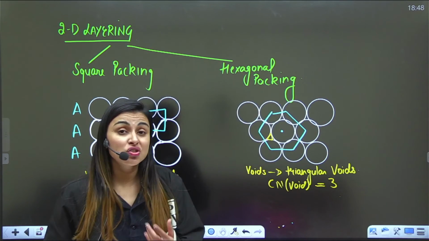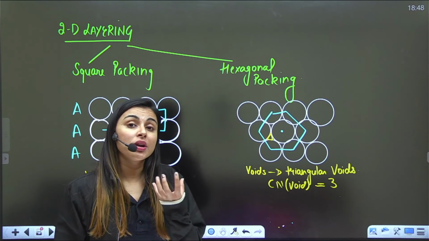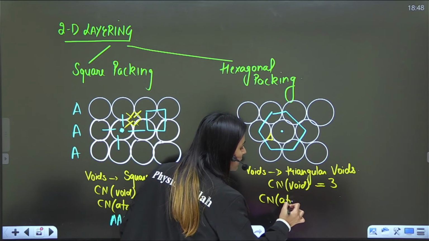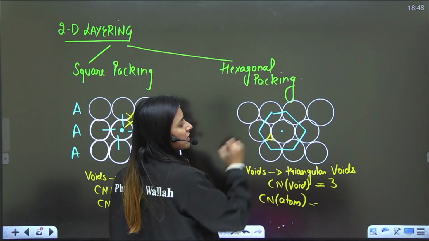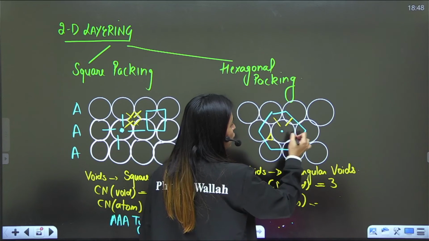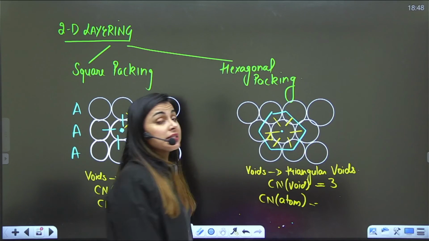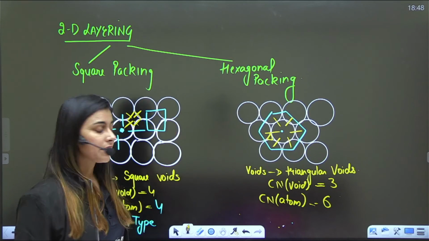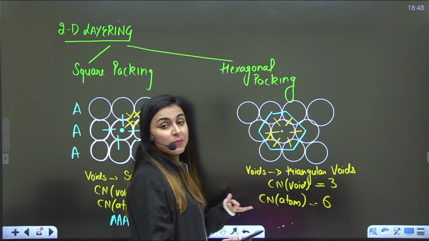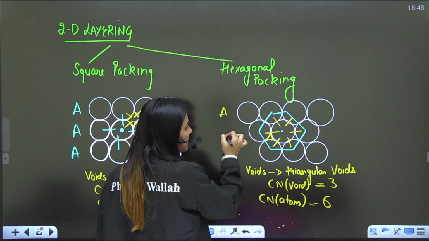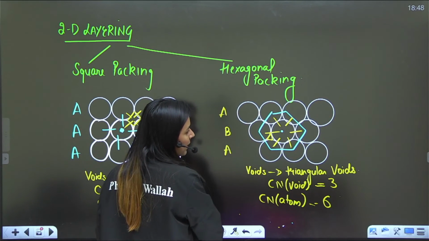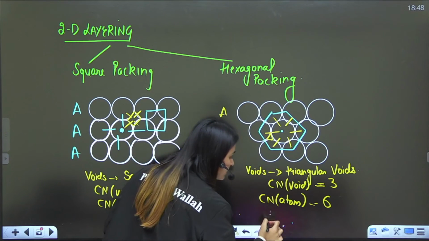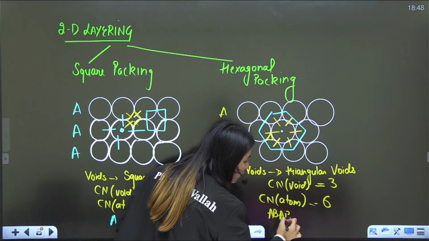Now let's try and understand what is the coordination number of an atom. So the coordination number of an atom in this layering would be, let's talk about this atom. It is connected by 1, 2, 3, 4, 5 and 6 different atoms. So the coordination number of this atom would be 6. Right? Yes. And what is the type of layering? If this is A, then this is B, and this is again a layer A, because you see that the A layers are the same and the B layers are the same. So this is an AB type of layering.